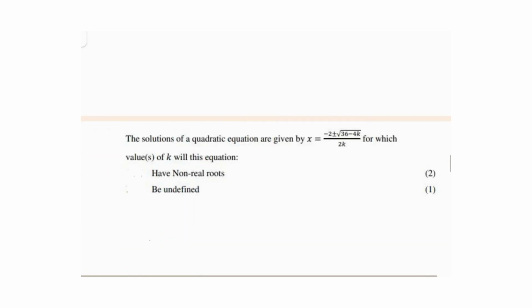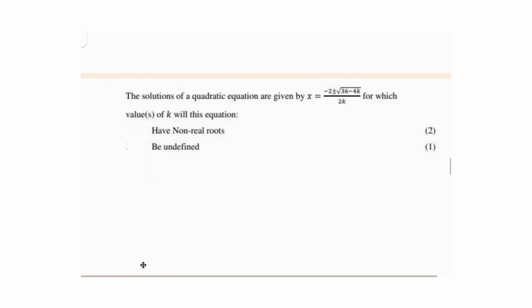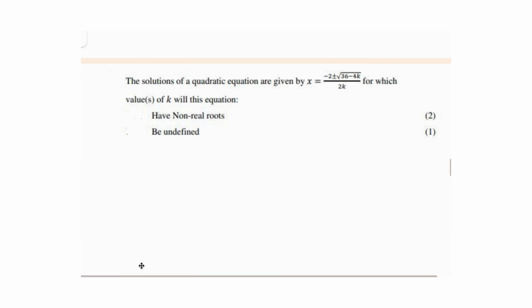This is a different type of question here. We have the solution of a quadratic equation given by x equals negative 2 plus or minus the square root of 36 minus 4k, over 2k. For which value or values of k will this equation have non-real roots? Now, when they give you a square root, they are giving us the solution of a quadratic. It means this is the quadratic formula.